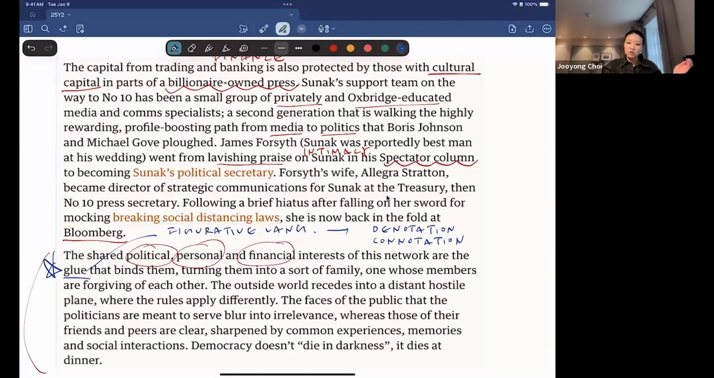So let's go back to glue. So the interests of this network is the glue that holds them together. So is this financially good for you? Oh, well, it's also financially good for me. That's our glue. Like, so for the people in power, the elites of the UK society, they are bound together by interest. Does this make you earn more money? Well, it makes me earn more money too. That's the glue that connects us too, okay?